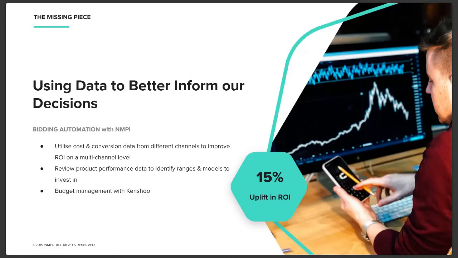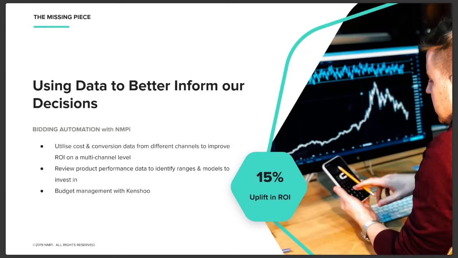And from this host of data from Google, we can use this to better inform our bidding decisions on Amazon. Utilize that cost and conversion data to identify what products, what keywords work well, which ones deliver on your ROI goals and make the most profit for your brand. Identify which areas you should be investing into.